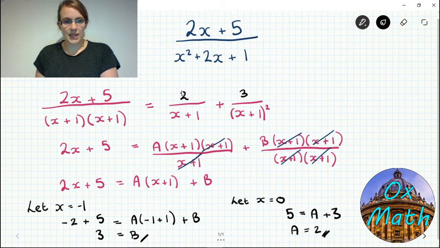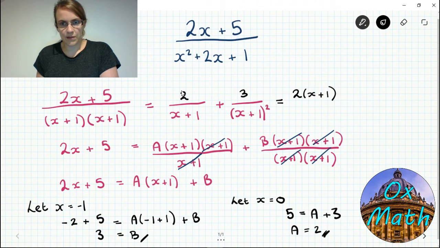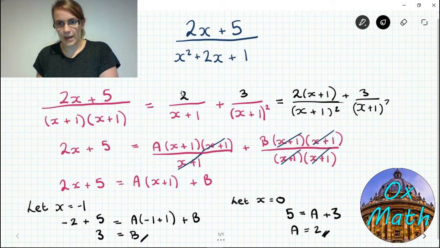Now, if we double check this to check that it gave us our original equation, we only need to multiply the left-hand partial fraction by x plus 1 to get the denominators the same. So we end up with 2 lots of x plus 1 over x plus 1 squared plus 3 over x plus 1 squared. So that would give us 2x plus 2 plus 3 more, so 2x plus 5 over x plus 1 squared. So we know that those values are correct.